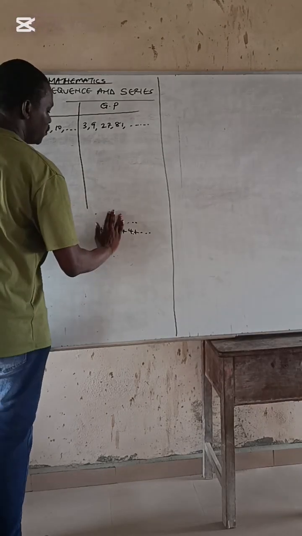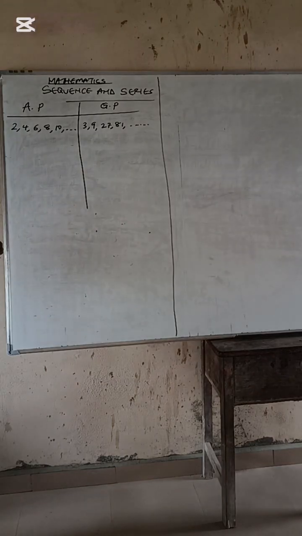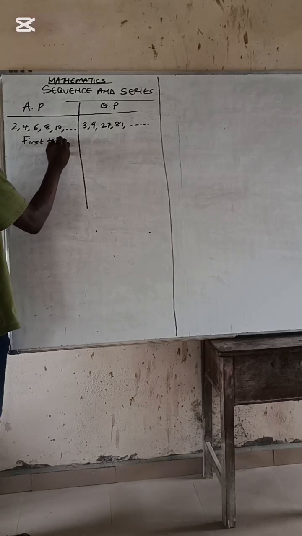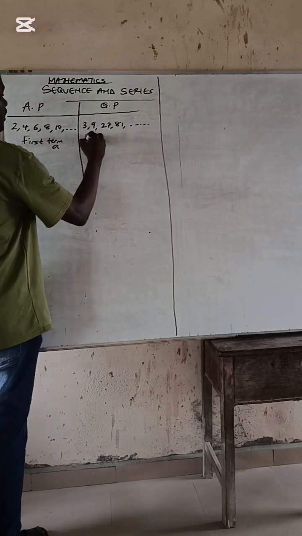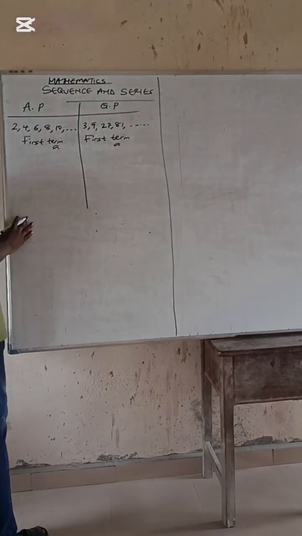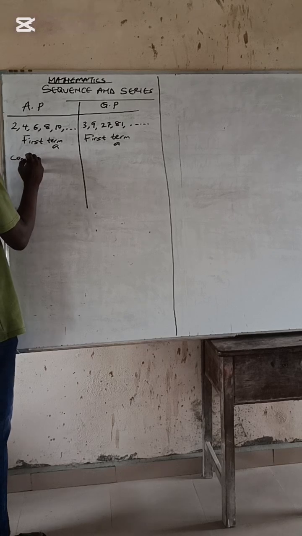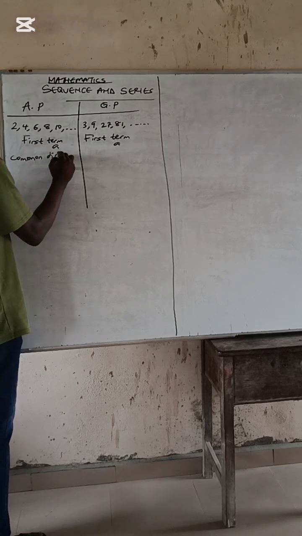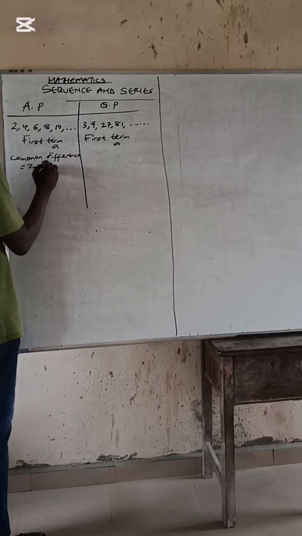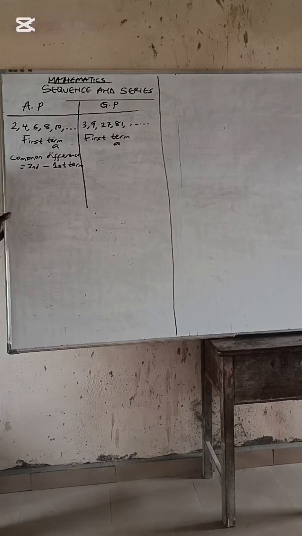So, moving on to the next thing, in an AP we have what we call the first term, and the first term in an AP is denoted by small letter a, where the first term in a GP is also denoted as small letter a. Then in AP, we have what we call the common difference. You can get the common difference by subtracting the first term from the second term.